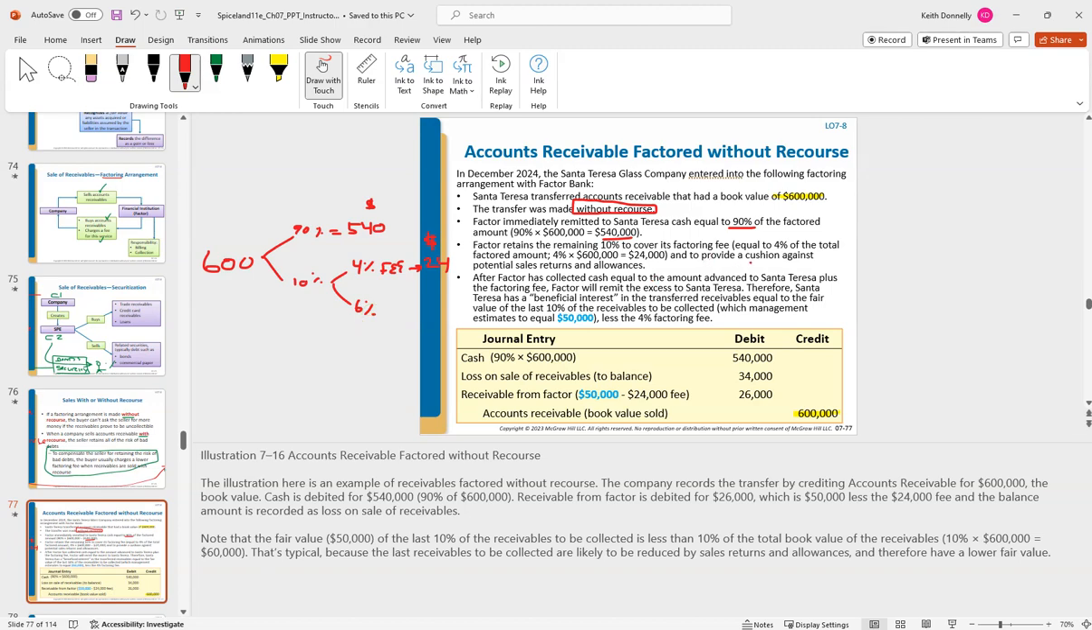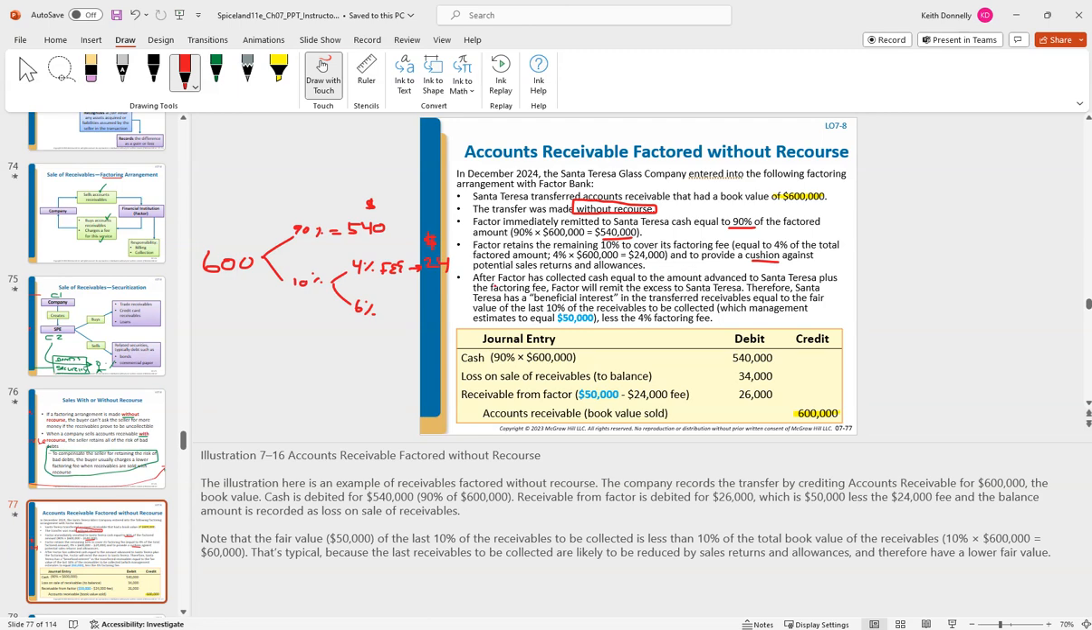And the remaining 6%, we're going to use basically as a cushion against potential sales returns and allowances. In other words, look, these people might not pay us. We now have this receivable, it's without recourse, so we need a cushion here to help protect us.